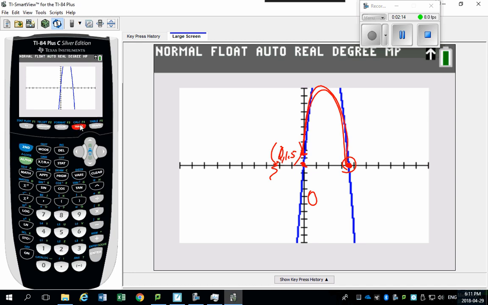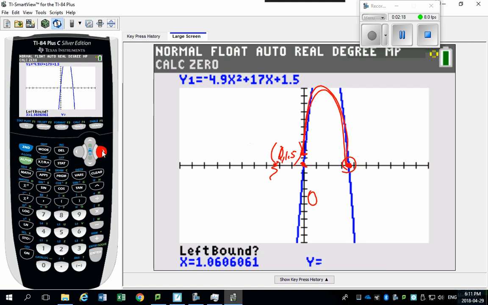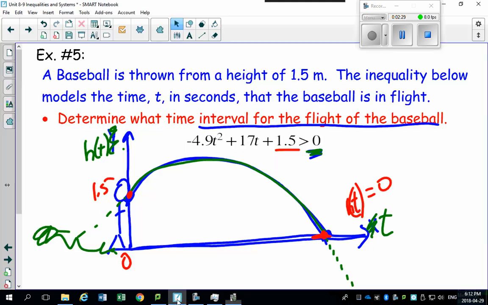Second, calc. Let's find the 0. Boom. Move it over. Come on. There it is. Left bound. Right bound. Enter, enter, enter. We know that that is at 3.55, so 3.6 is close enough. There we go. We know that time is going to be here at 3.6 and at a height of 0.